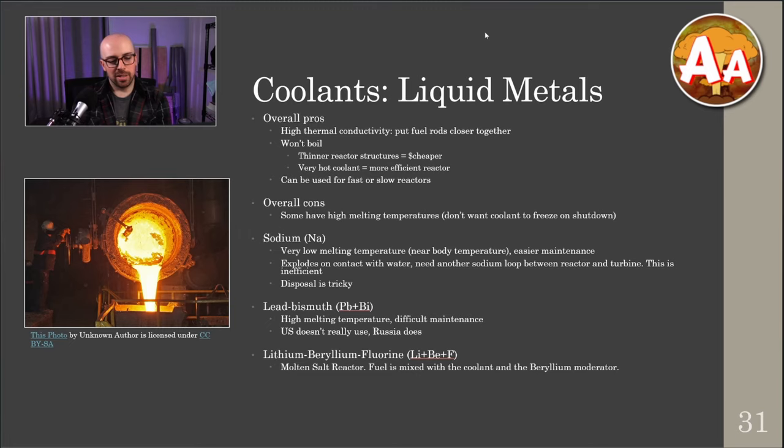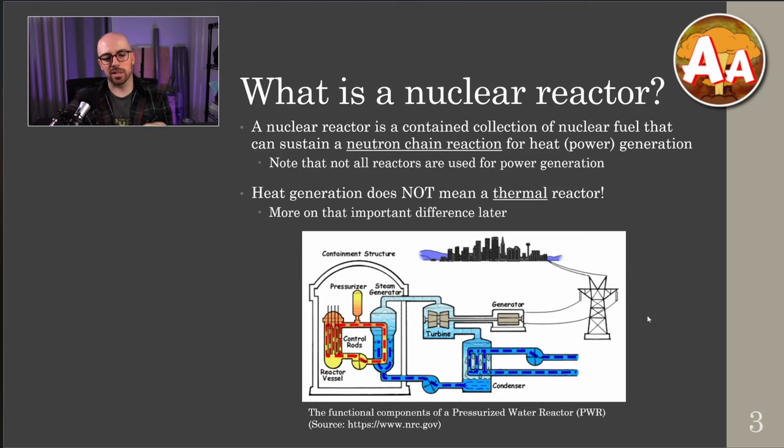So let's go back up to that PWR image from the very beginning of the slide deck. If this were a liquid sodium reactor and sodium was in this loop, we could not have this primary sodium loop touch the turbine loop here. And just to be clear, this turbine loop is pretty much always water. It can be gas, but it's going to be water. You're not going to have liquid metal in the turbine. It's just the reactor loop that has the liquid metal.